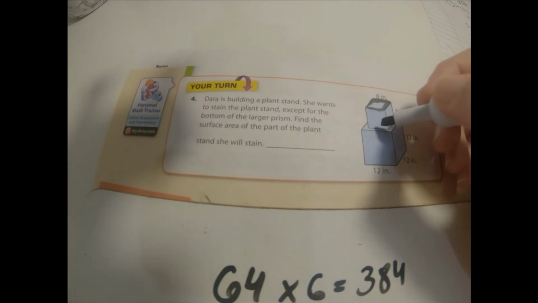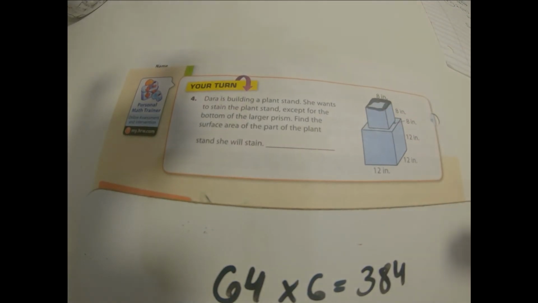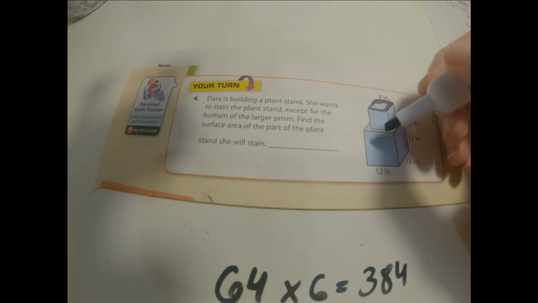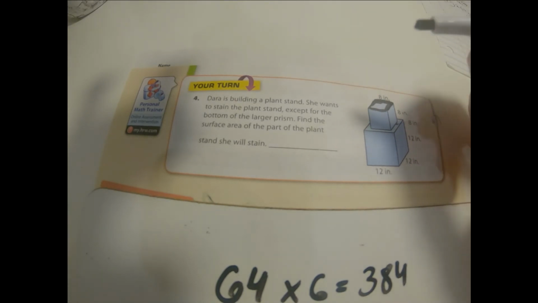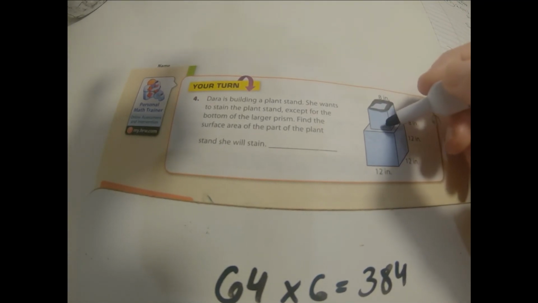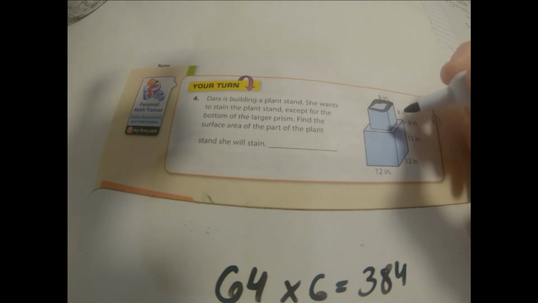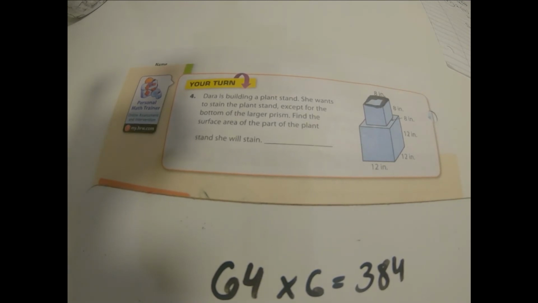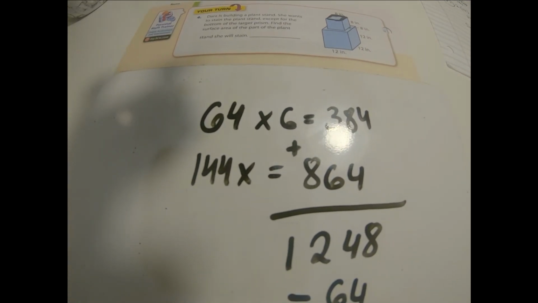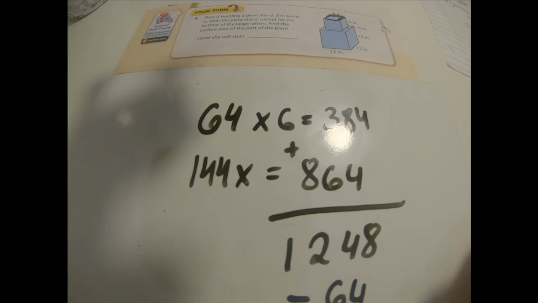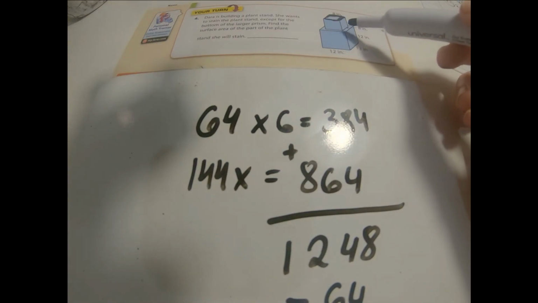Now, the one thing you should notice is that these shapes are actually hitting one another, right? So I don't need to actually stain or paint, it should say, right? Staining and painting are similar. The base of this figure, the 8 by 8, is touching the other one, and I don't need to stain them if I'm gluing them together, or I don't need to paint those two. So I'm actually going to take away one of these bases. So 64 taken away from 1248, which is 1,184.